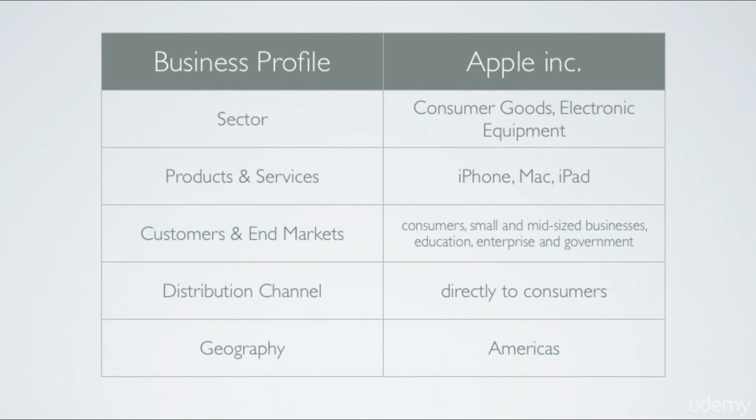So this is the main base, and all this information you can find on the financial report of the company. And then as for the distribution channel, we know that most of the revenues for Apple come from the direct distribution to consumers. In other words, Apple has the retail stores that allow the company to gain most of the revenues for the organization. And as for the geography, most of the revenues come from the Americas, therefore North and South America, and so on and so forth. So those are the main information as for the business profile.